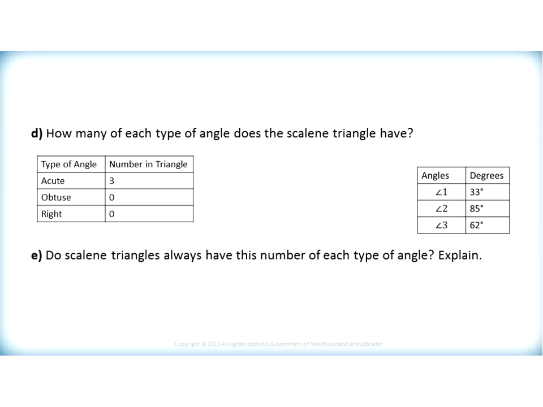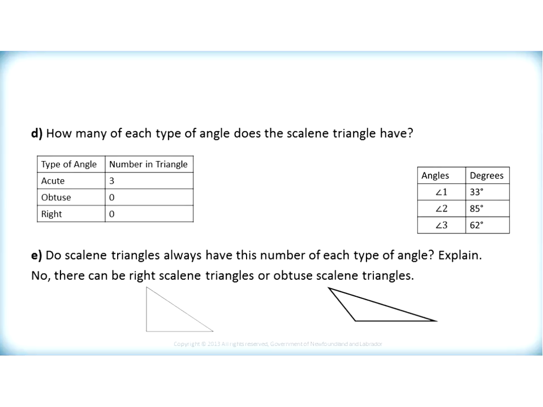So do scalene triangles always have this number of each type of angle? Will every scalene triangle have 3 acute angles and no obtuse or right angles? No, there can be right scalene triangles, and there can be obtuse scalene triangles. So here we see 2 examples.